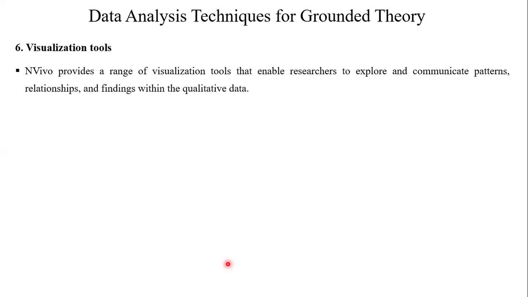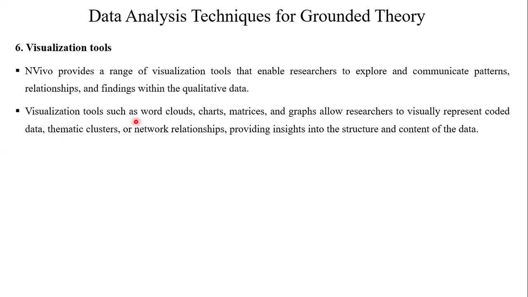Then you may have visual tools. This is one of the important tools of NVivo that facilitates data analysis using grounded theory. NVivo provides a range of visualization tools that enable researchers to explore and communicate patterns, relationships, and findings within the qualitative data. It includes word clouds, charts, matrices, and graphs, which allow researchers to visually represent coded data, thematic clusters, and network relationships. You may have a lot of options here. I will let you know using the NVivo procedure.